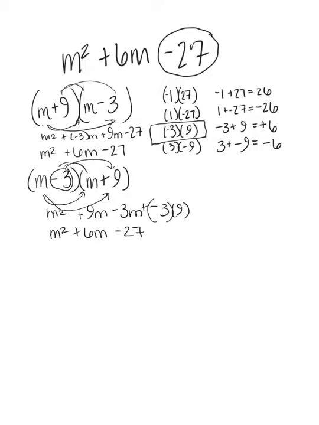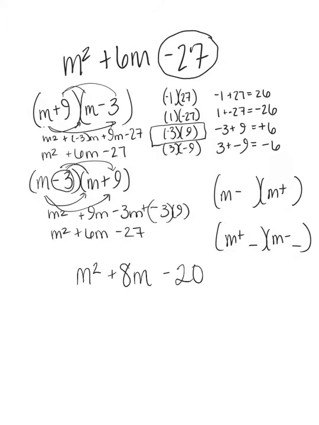Any difference? No. You just need to remember that your variable goes in front of each term and that one of them has to be negative and the other has to be positive. Doesn't matter which one. All right, let's look at one more example. Let's do m squared plus 8m minus 20. Pause me and let's see what you get.